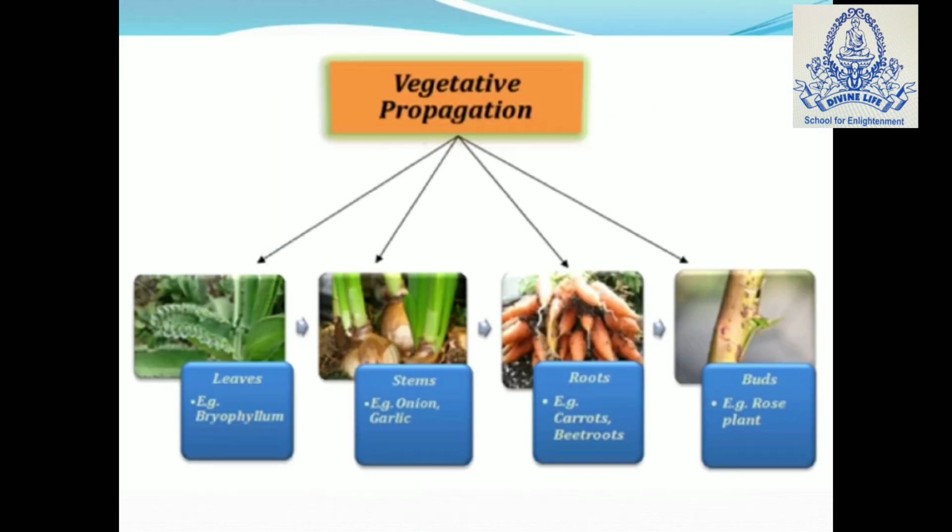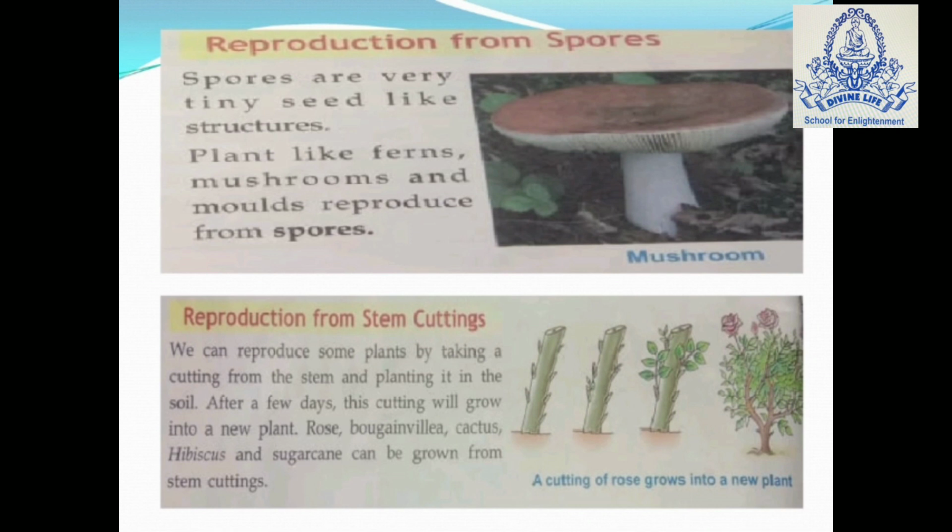So as we know, we can grow new plants from different parts of plants like spores, seeds, or by a vegetative part. These are called vegetative propagation. For example, if you take a potato and observe it, you will find small buds on it, and new plants grow from them. Now, first we discuss reproduction from spores.